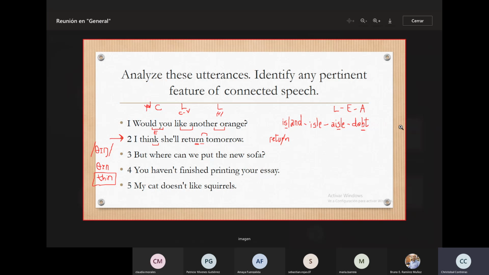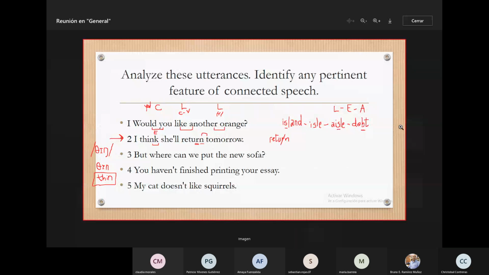So how do we call that? If the second sound is influenced by the previous one. This question is for everyone, all right? Go ahead, please. Regressive assimilation. It is an assimilation, right? It is a type of assimilation.